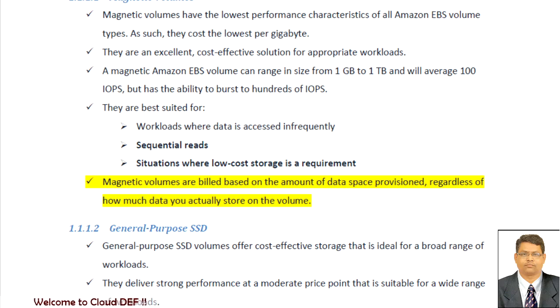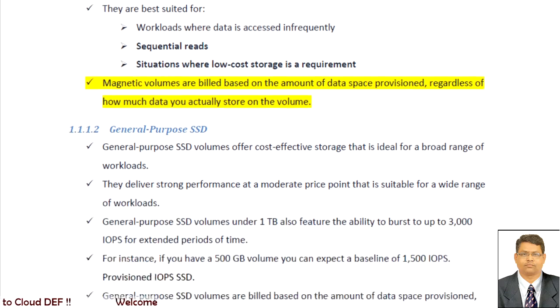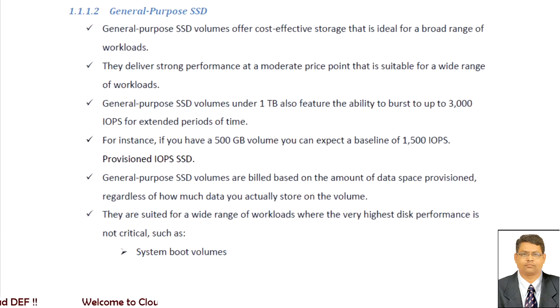1.1.1.2 General Purpose SSD. General Purpose SSD volumes offer cost-effective storage that is ideal for a broad range of workloads. They deliver strong performance at a moderate price point that is suitable for a wide range of workloads. General Purpose SSD volumes under 1 TB also feature the ability to burst to up to 3000 IOPS for extended periods of time. For instance, if you have a 500 GB volume, you can expect a baseline of 1500 IOPS.